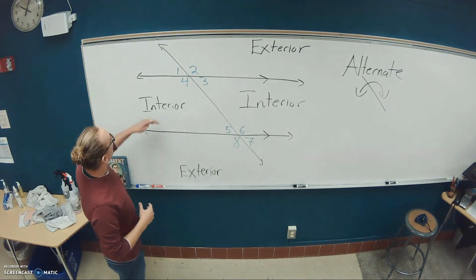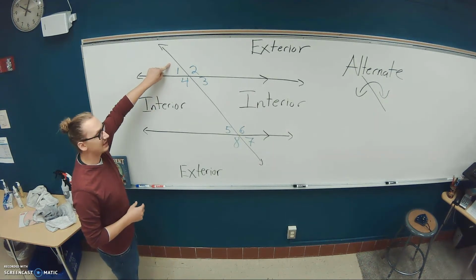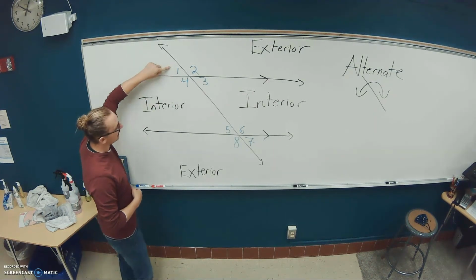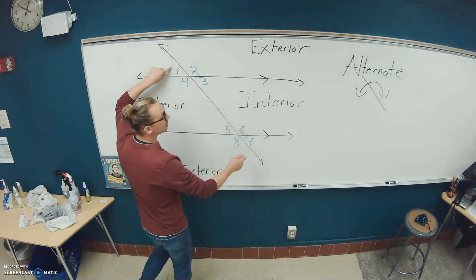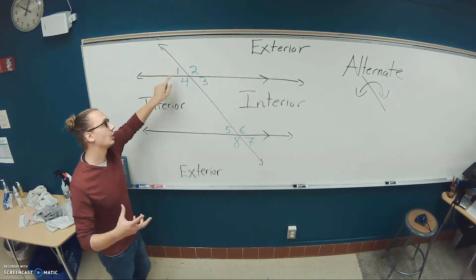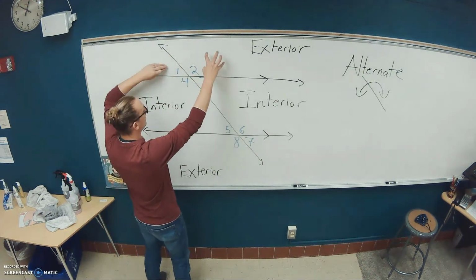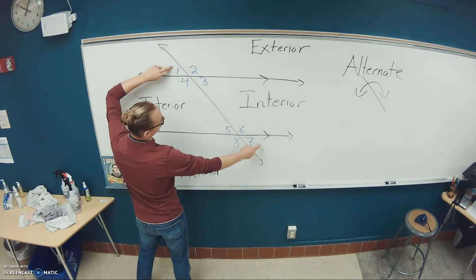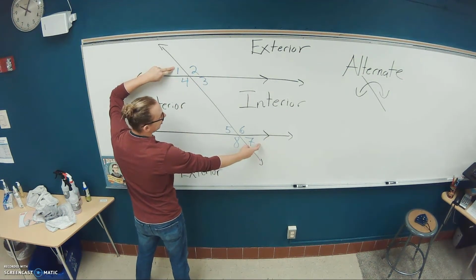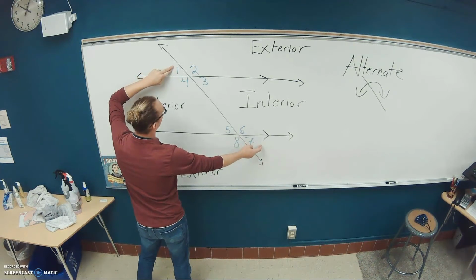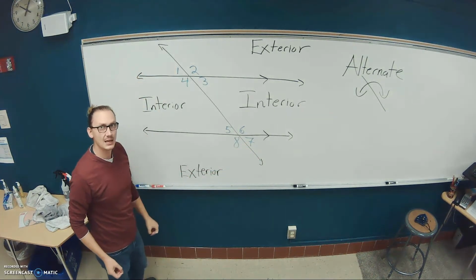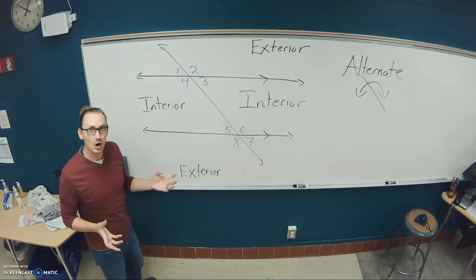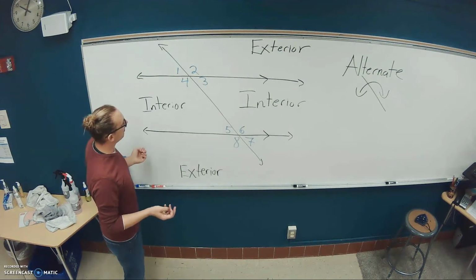Now, if I look at angle 1, which is an exterior angle, and I look at angle 7, which is the alternate exterior angle, so alternate means it's the other side and exterior. Okay? So these are alternate exterior angles. What do we notice about number 1 and 7? Well, they look pretty much the same. And they, in fact, are. Think about that for a moment.